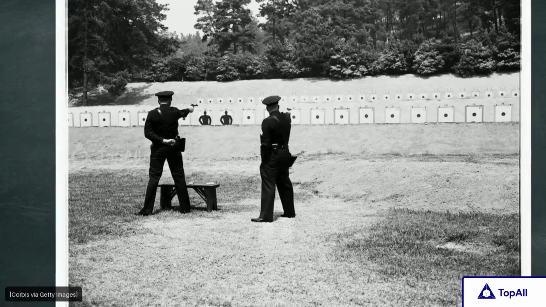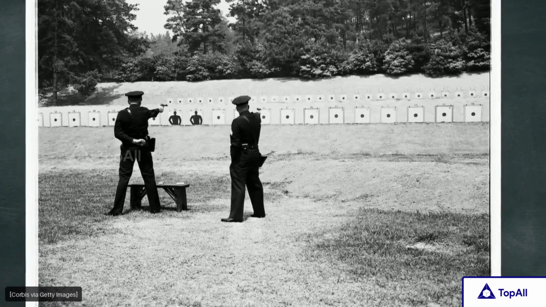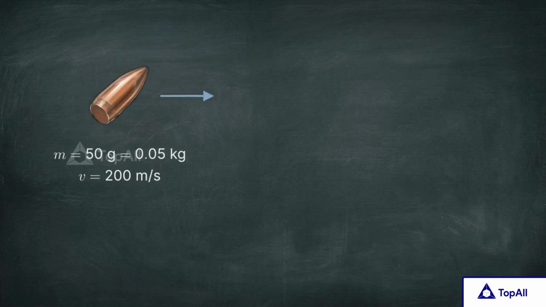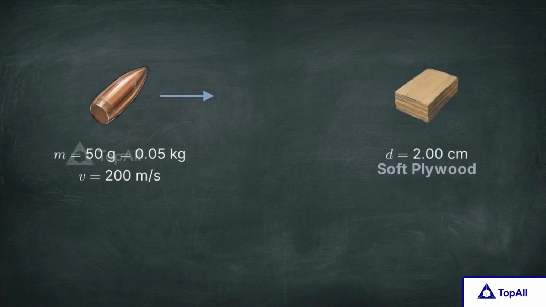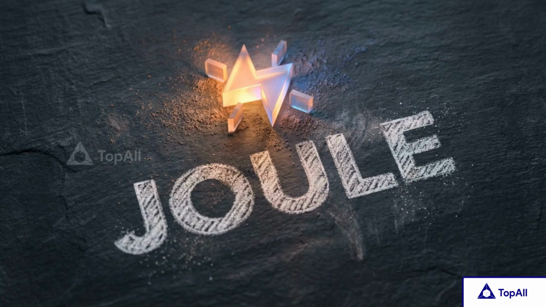A standard police ballistics demonstration provides a clear look at how this squared velocity rule works in the real world. Consider a 50-gram bullet fired at an initial speed of 200 meters per second toward a sheet of soft plywood 2 centimeters thick. Our formula tells us this bullet starts with exactly 1,000 joules of energy. A joule is the standard unit used to measure work and energy.